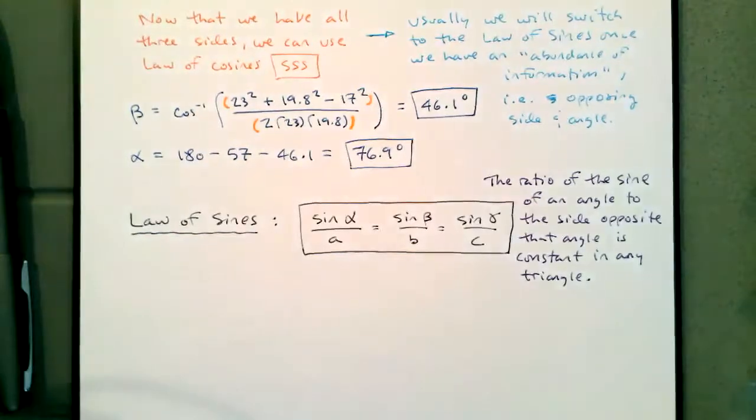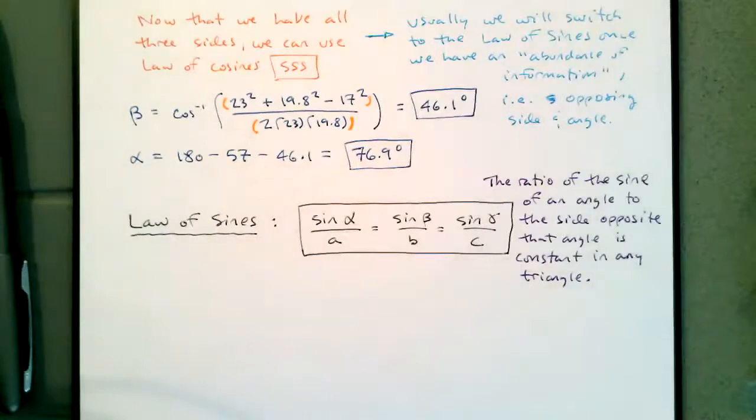So we can see what we need here. We use the law of sines if we have an opposing set of information, an A and an alpha, a B and a beta, or a C and a gamma. That's when we use the law of sines.